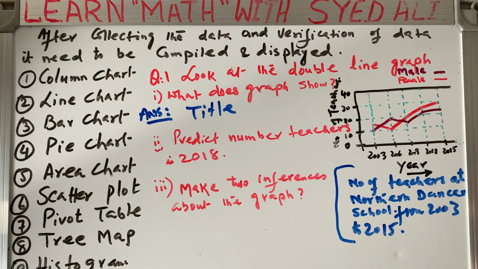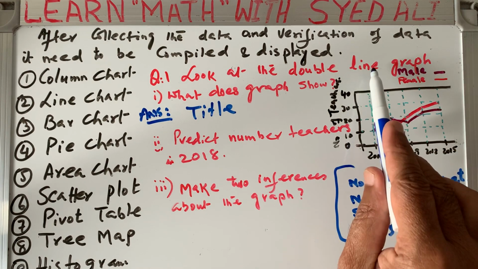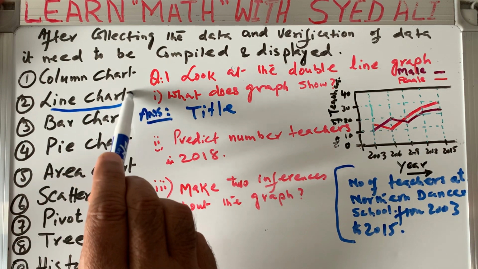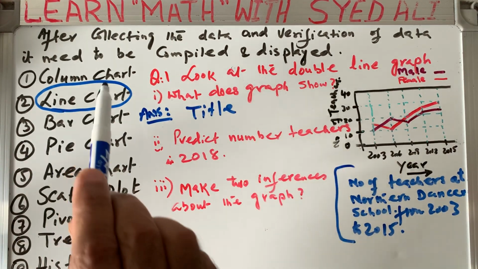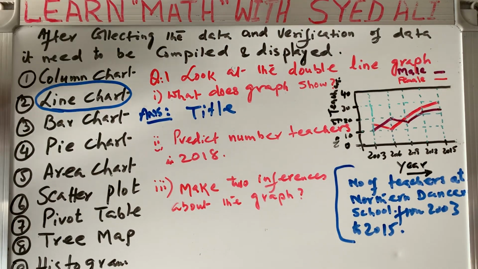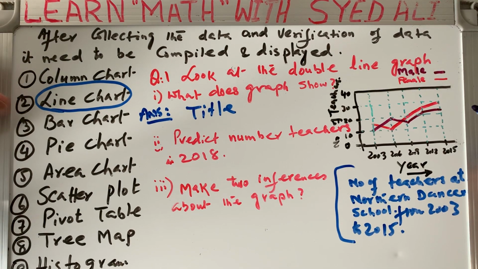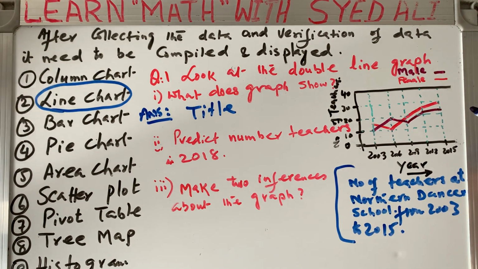Now, the second question on the same graph, the double line graph. Sometimes chart is replaced by graph, so you can read column graph, line graph, bar graph. One kind of line graph is the double line graph, and we are dealing with it here.